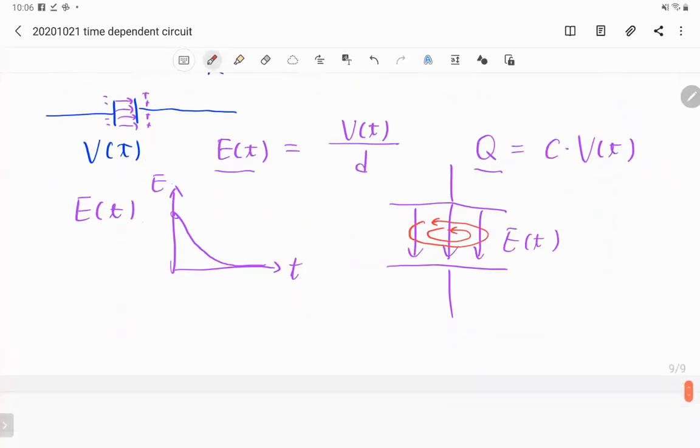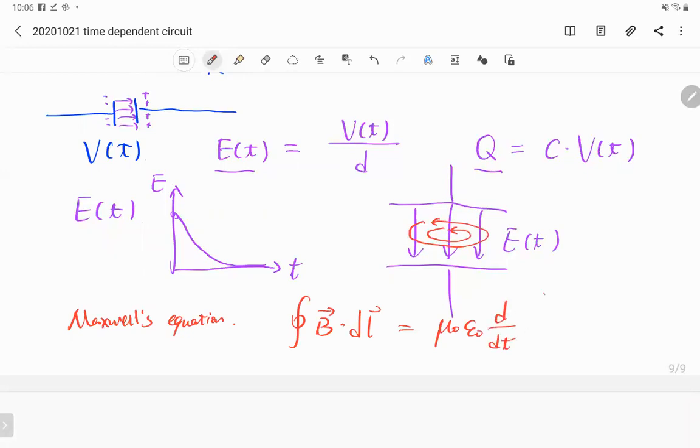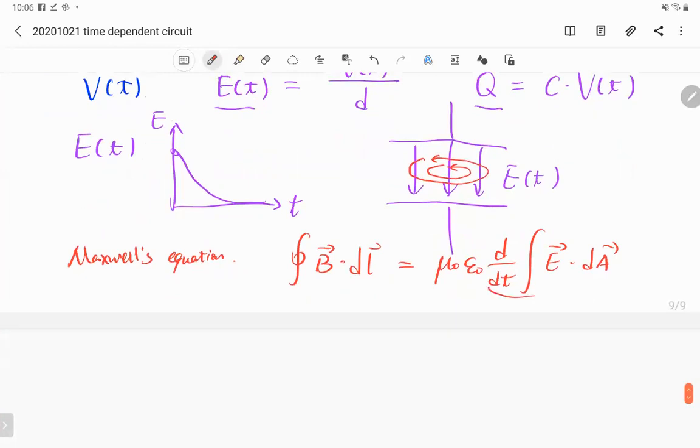And according to Maxwell's equation, if we do the line integral of a closed loop for the magnetic field, that will be equal to mu naught epsilon naught times the change of electric flux. So because the electric field is a function of time, the magnetic field is not zero.